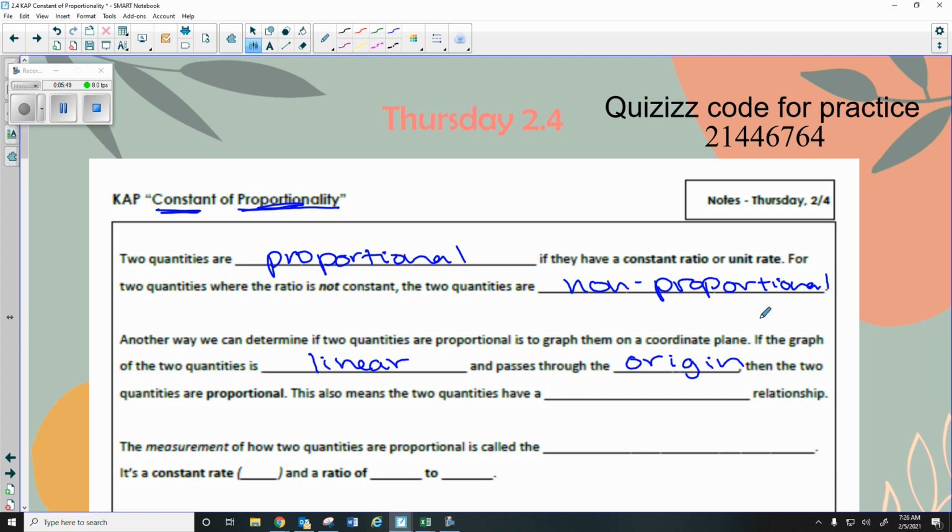And if you think about that, this also means that the two quantities have a what kind of relationship? It's a line that goes through the origin. That's a multiplicative relationship.